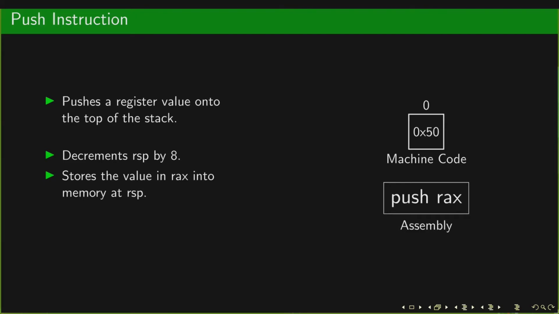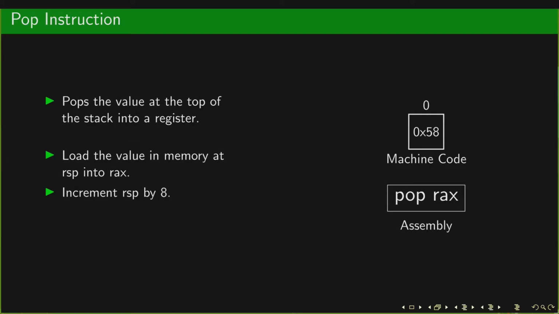Our first instruction is just the push instruction, which literally just pushes a register value onto the top of the stack. It does exactly what you would think it does. It just puts the value on the top of the stack and then increases the size of the stack by 8 bytes. Similarly, we have the pop instruction, which is just the opposite of the push instruction.